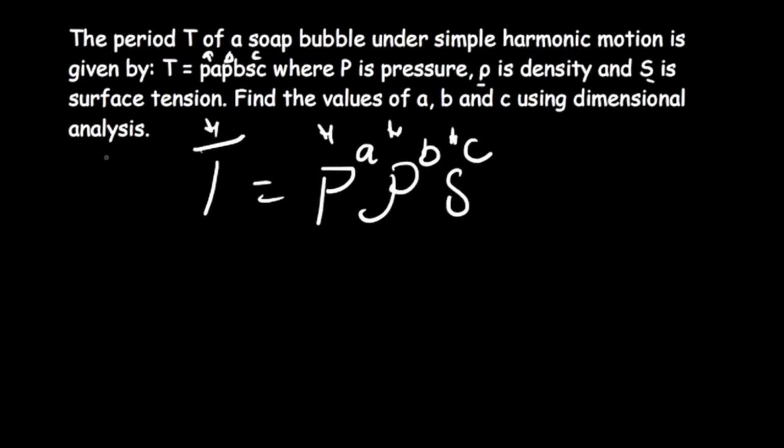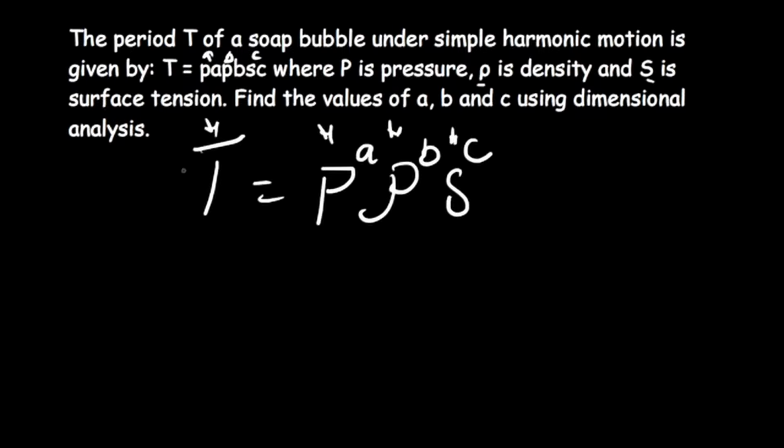Having identified the given variables in the question, the next thing that we have to do is to determine their dimensions. That's the next thing to do. Now, how do we find their dimensions? To find the dimensions, we need to know either their units or their formulas. With either of these two, we can determine their dimensions.